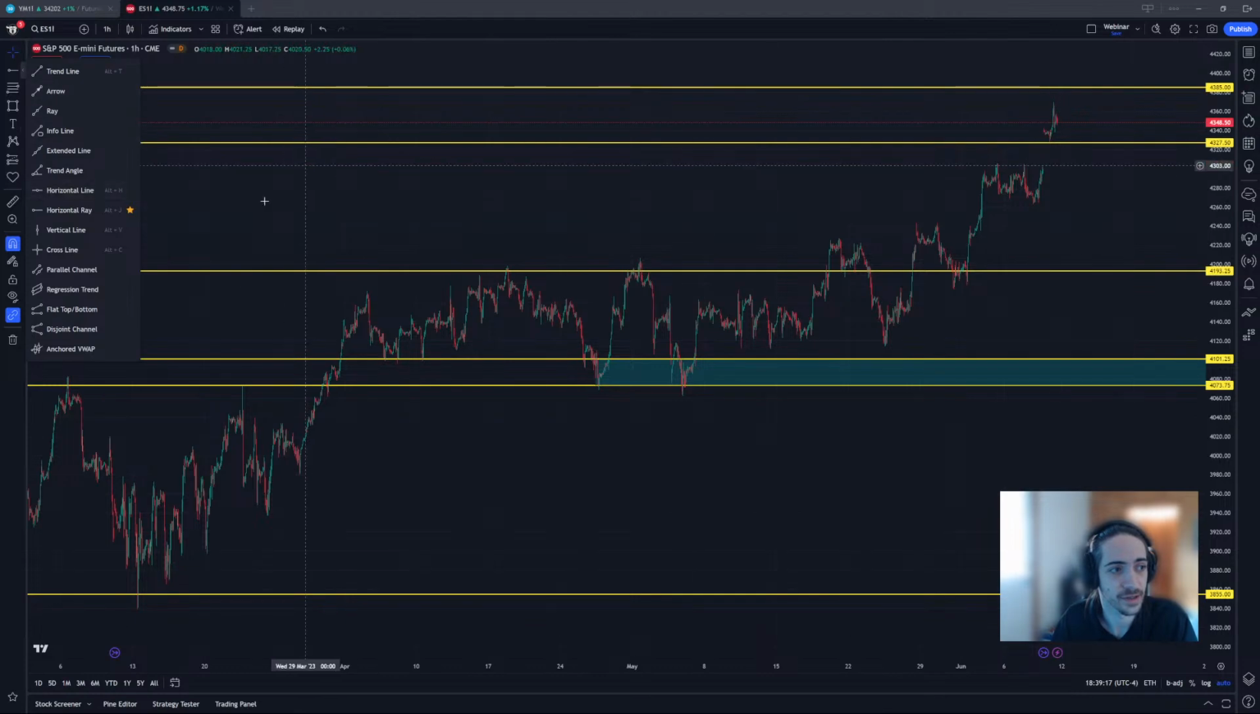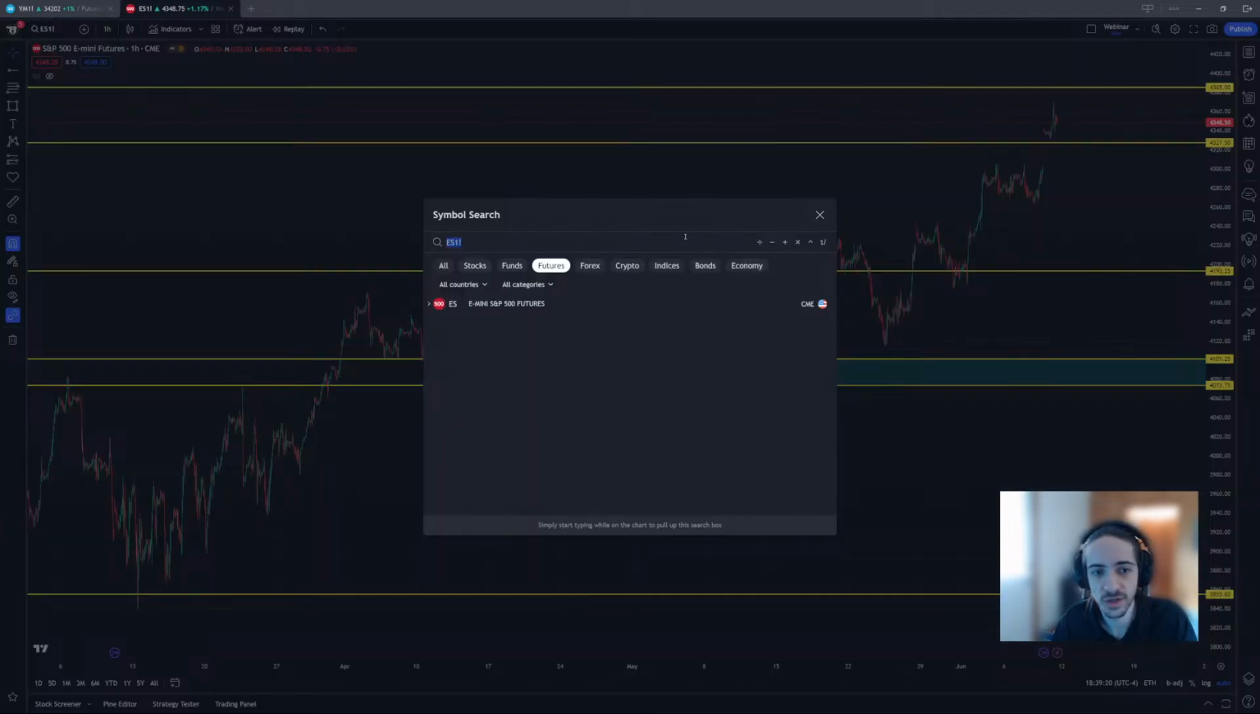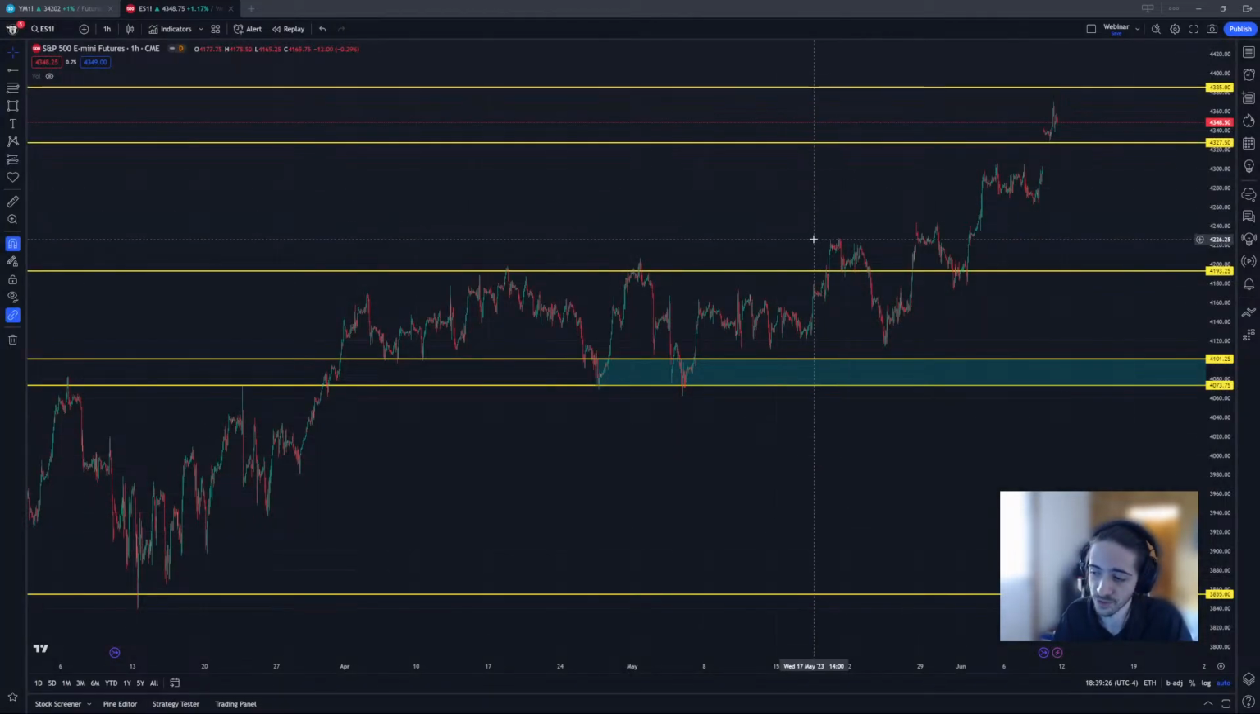Alright, so let's take another look. Do you guys have any chart recommendations you want me to do some support and resistance on? This is something that does work on most charts as long as there's high liquidity in it.